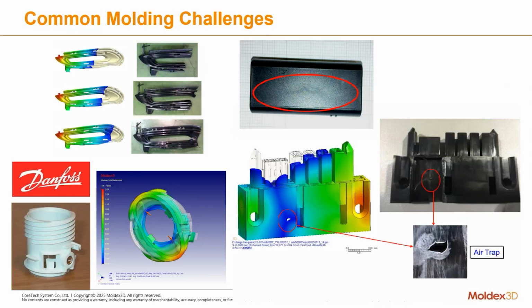And some of these common molding challenges might include appearance issues, like stress marks. You might want to understand your weld line strength. Is there any air entrapment? And of course, warpage. And as these tolerances become tighter, we want to make sure we are making good parts every time.